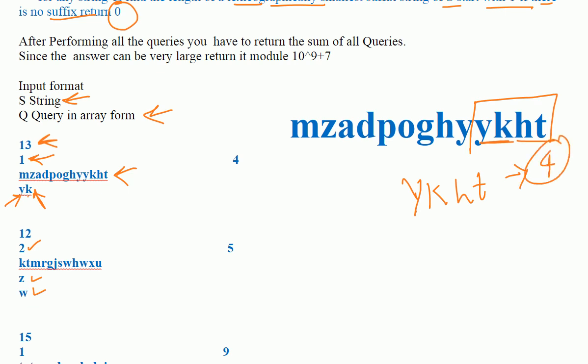Clear? So let's see the next test case. For z, it is not there, z is not here. So for z the length is 0. For w, it is there first. So 1 2 3 4 5. So 0 plus 5 is there, so it will give 5.